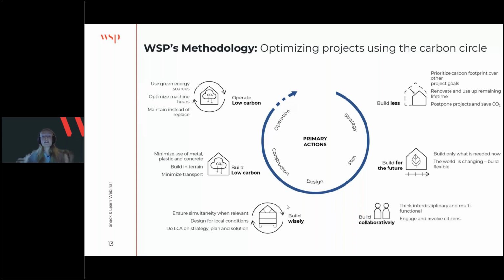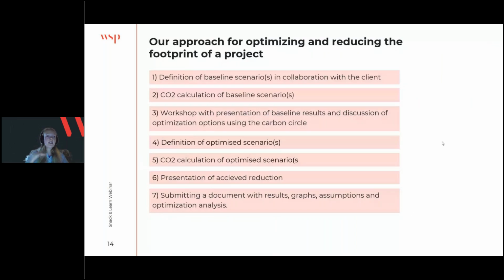So this is the tool we are using, and I will give you an example of how we have used it. When we have a project and we have defined the baseline of the project, we sit down with the client and go through all the phases of the circle, and we of course start on the right side over here, and see how we can optimize. These are just examples. There are many examples below each of these actions. So these are the different steps that we have with the client.